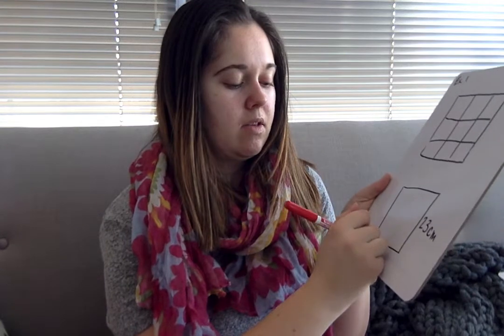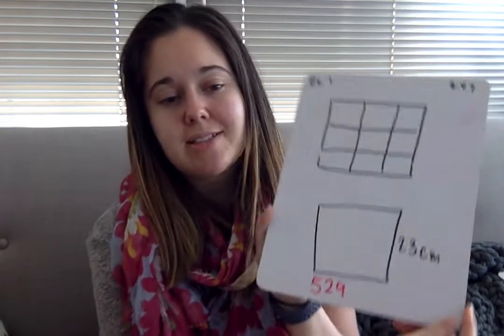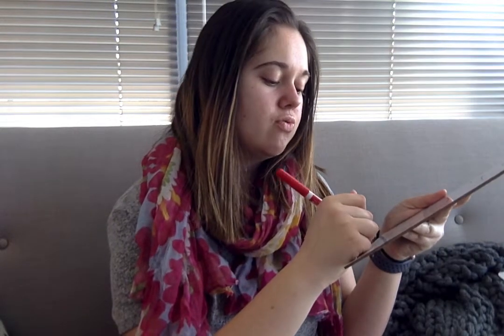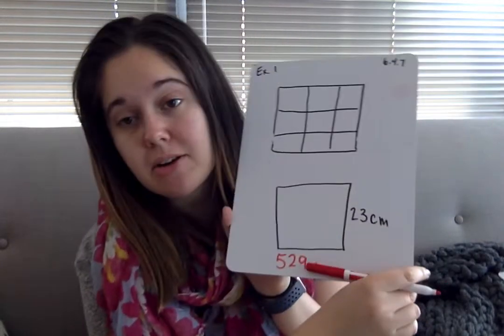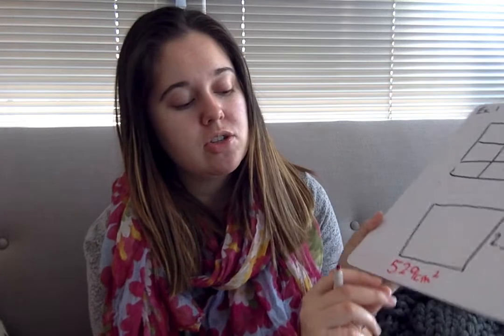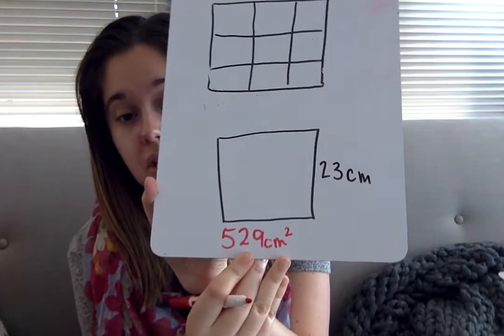But do we just leave it as that? No. Do we leave it as 529 centimeters? Nope. Still no. We are working with square centimeters, so 529 centimeters squared. This is super important. Always working with square centimeters or square units, units squared, inches squared, feet squared, because we're working with area.